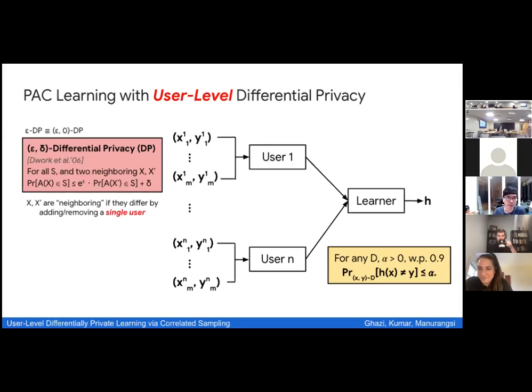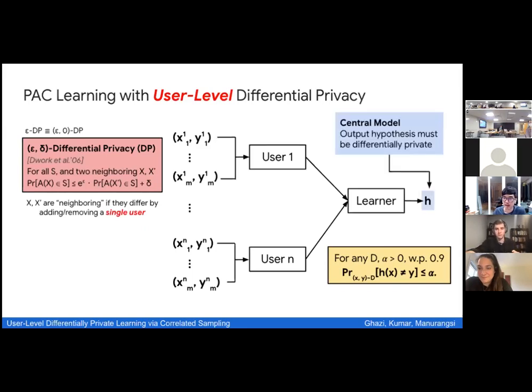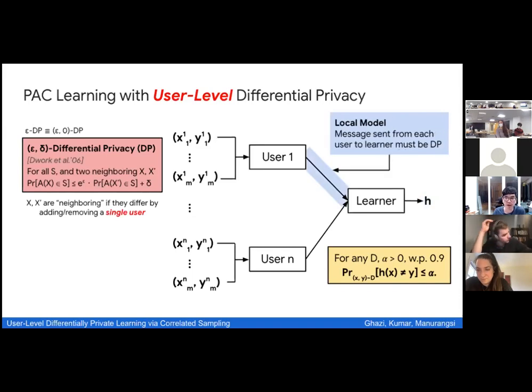All right, so this is the setting that we want. And as usual, we will consider both the central model and the local model. In the central model, we only need the output hypothesis to be differentially private. Whereas in the local model, we want to make sure that whatever each user sends to the learner has to be differentially private.